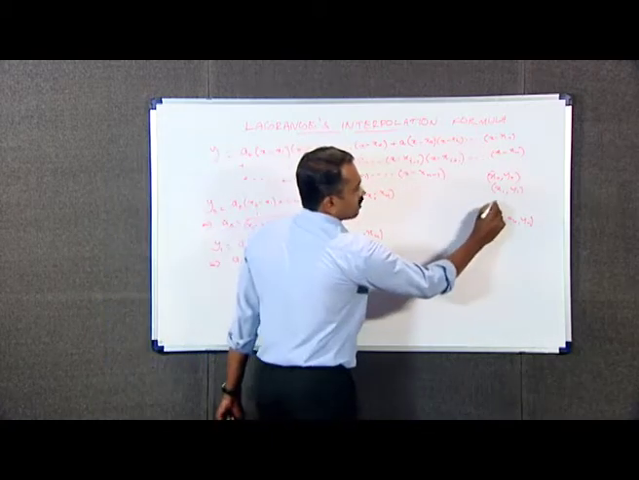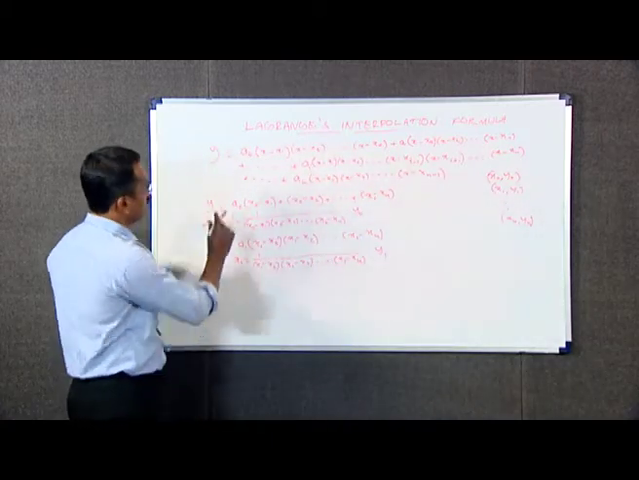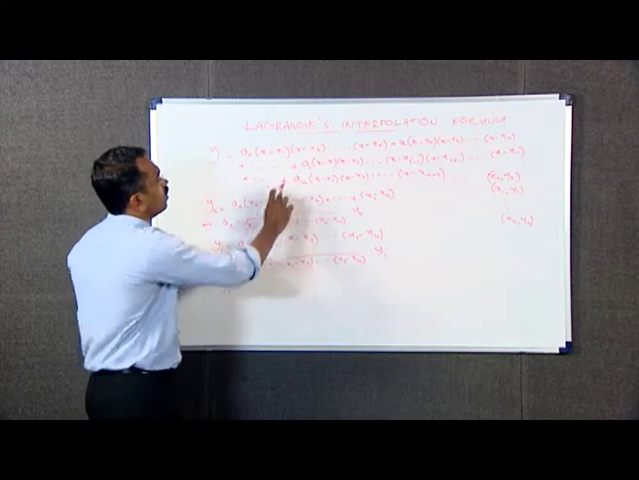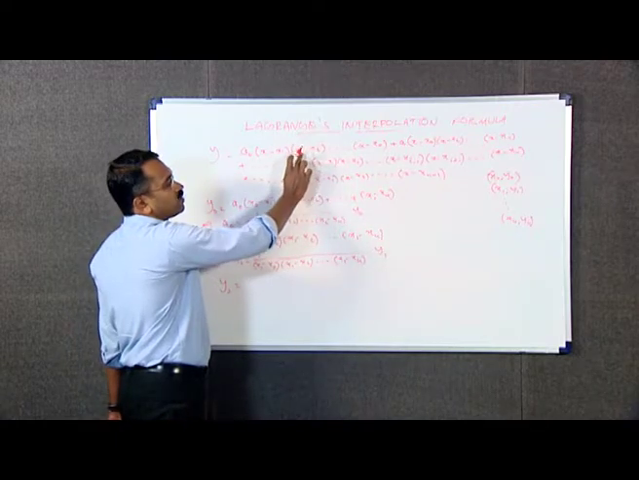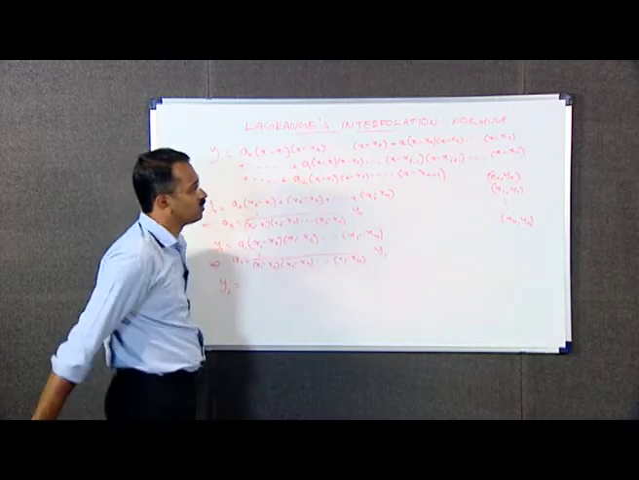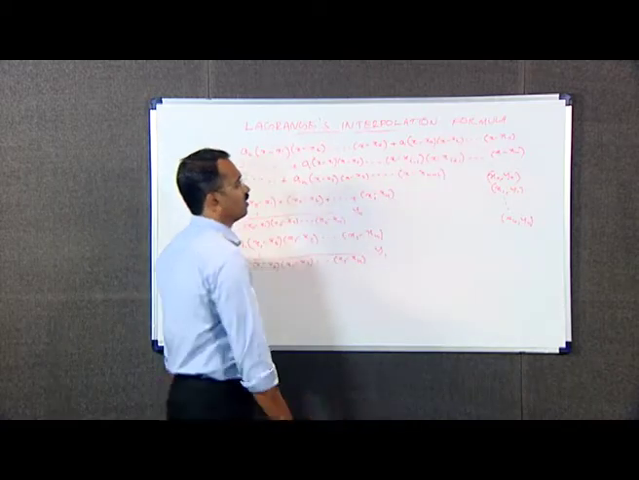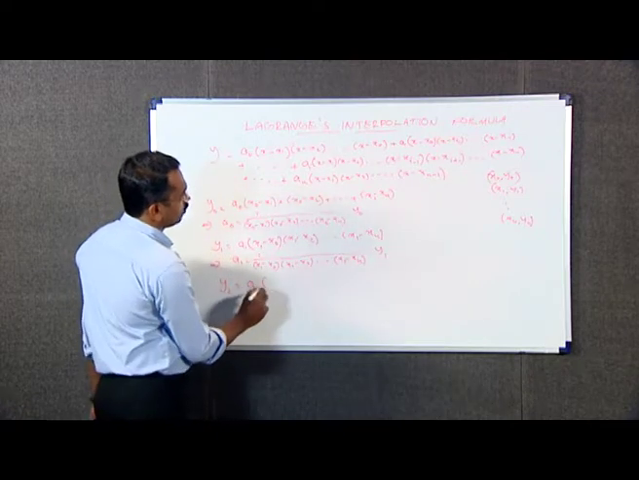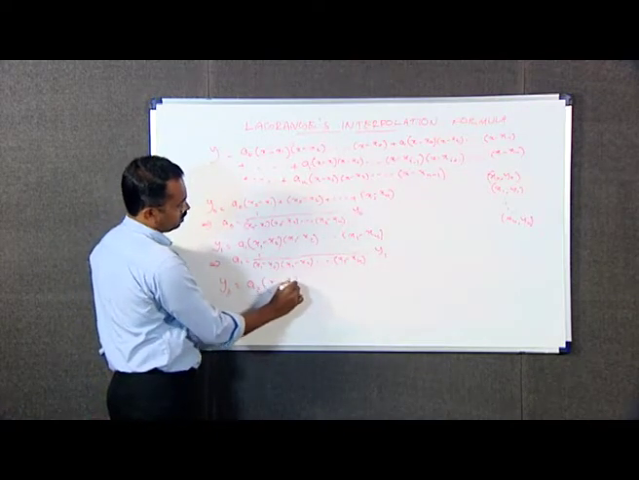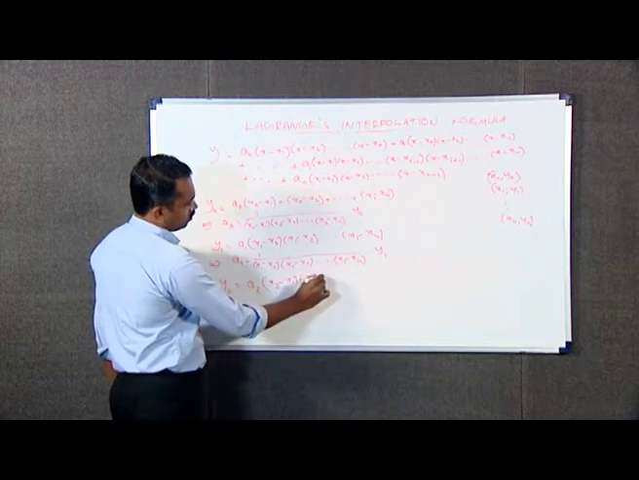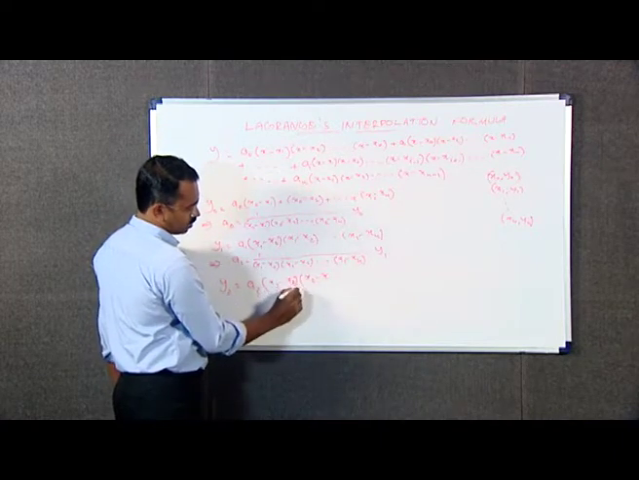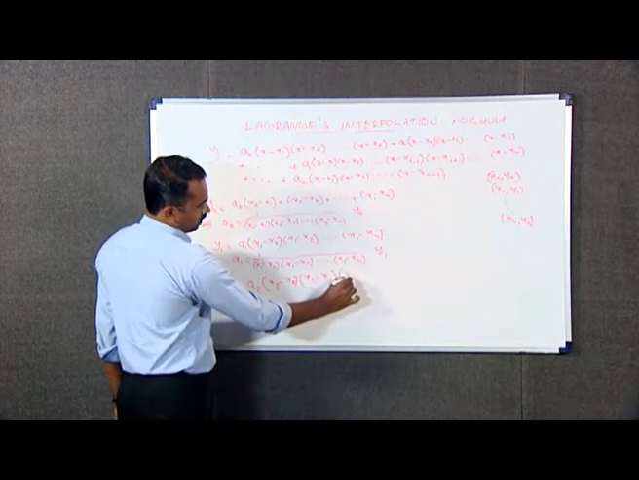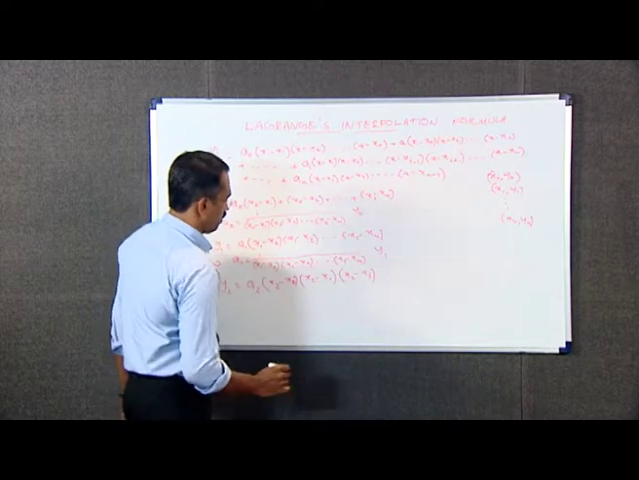If we substitute (x2, y2), the equation becomes y2 is equal to, here x minus x2 is contained, therefore, this term will become 0. Here also x minus x2 is contained. The next term is a2 into (x2 minus x0)(x2 minus x1)(x2 minus x3) etc.